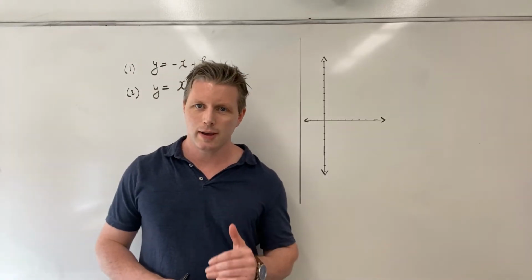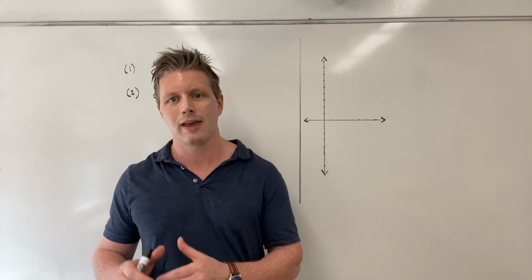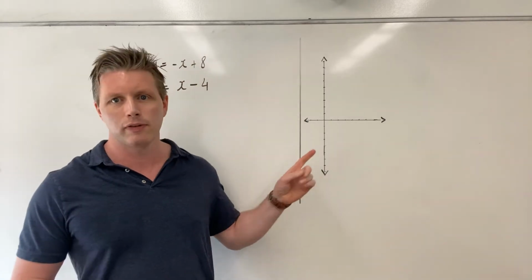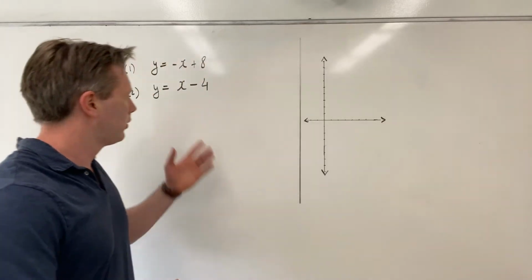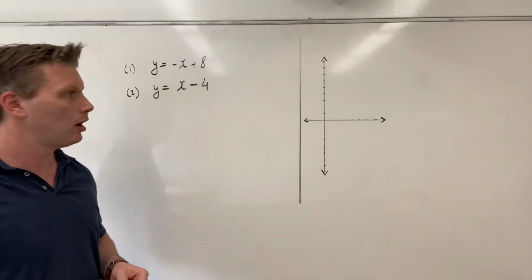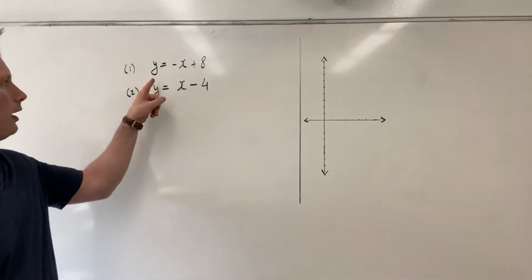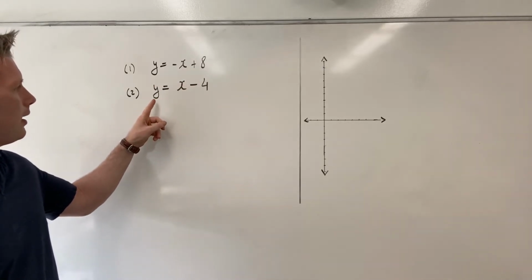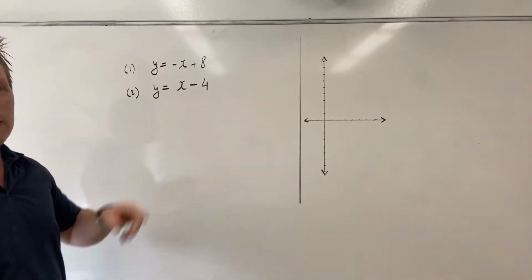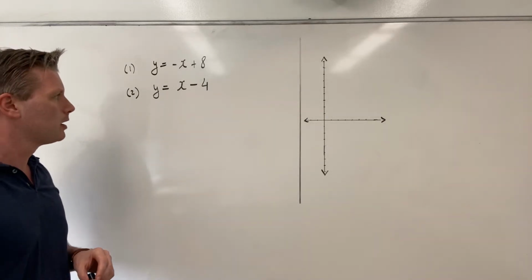Alright guys, so today I'm going to take us through solving a system of two linear equations, and then I'm also going to graph them on the Cartesian coordinate plane. Okay, so here is our system of linear equations, pretty straightforward. I have the line y is equal to negative x plus 8, and I have the line y is equal to x minus 4. So first we're going to solve this algebraically.